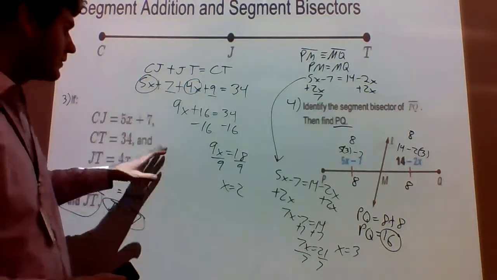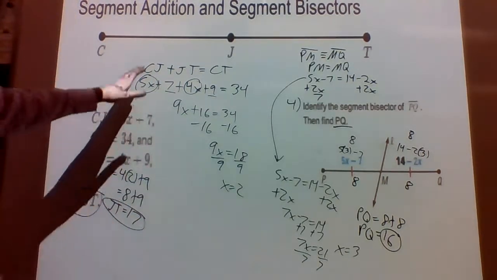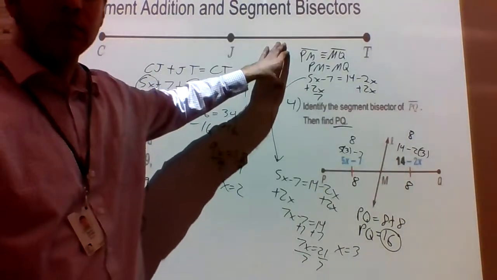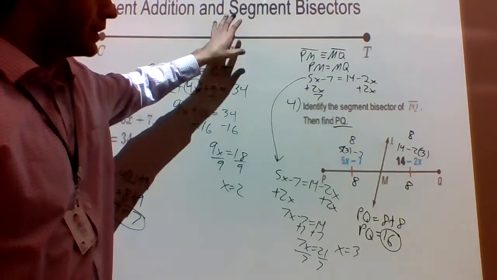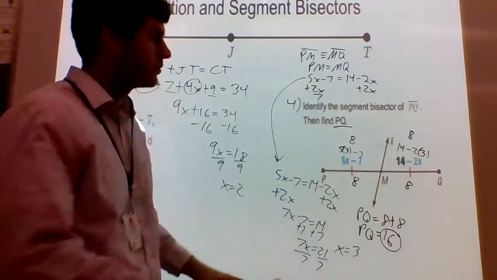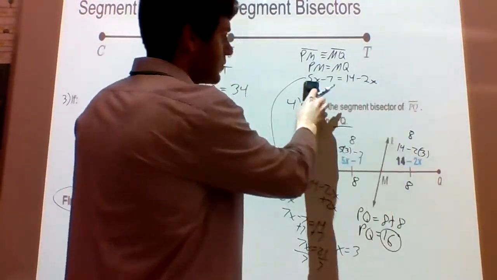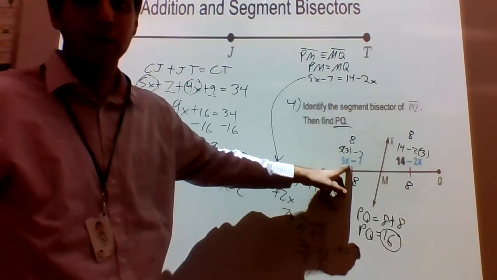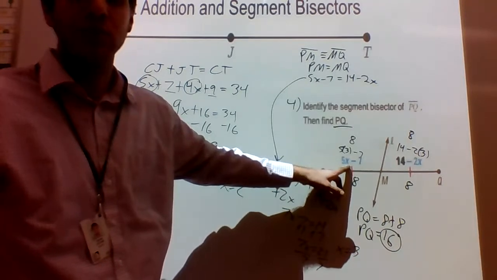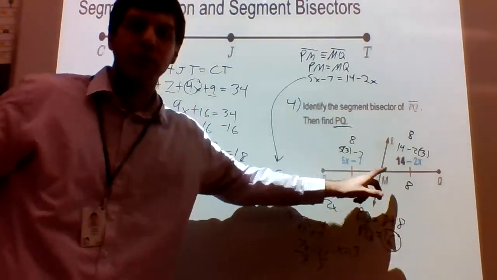So it turns out that these 2 pieces end up being 17 and 17. But we don't know that when we start the problem. So the key here is that since we have a bisector, we can set the 2 equal to each other. PM or 5x minus 7 and 14 minus 2x can be set equal to each other because we have a bisector, and that's split in half.